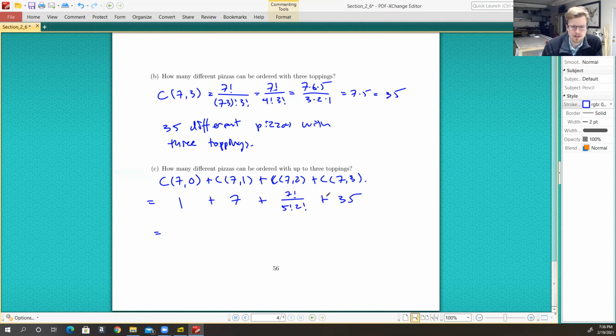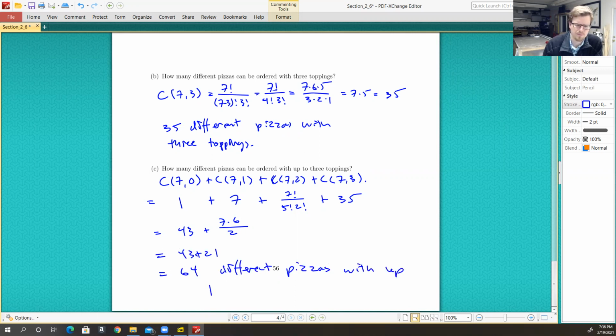All right, so 35 plus 8 is 43. 7 factorial divided by 5 factorial is just 7 times 6. 2 factorial is just 2. So 6 divided by 2 is 3. 7 times 3 is 21. So 43 plus 21 gives us 64 different pizzas with up to 3 toppings.